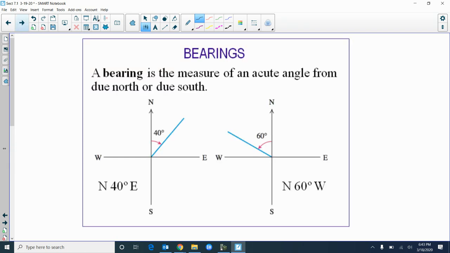We talked about this on Friday, bearings. And so you got north 40 degrees east, north 60 degrees west. That's kind of how you measure in terms of the quadrant. So north 40 degrees east will be in quadrant 1. North 60 degrees west will be in quadrant 2. Now, anytime somebody talks about a bearing, you kind of have to picture that person at the origin.